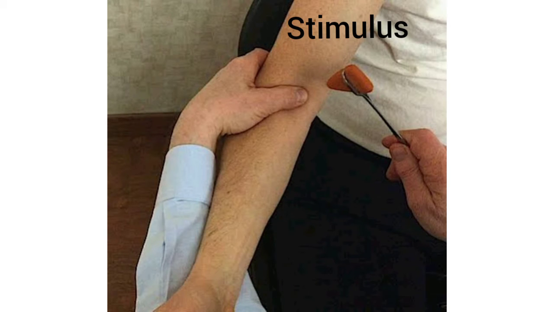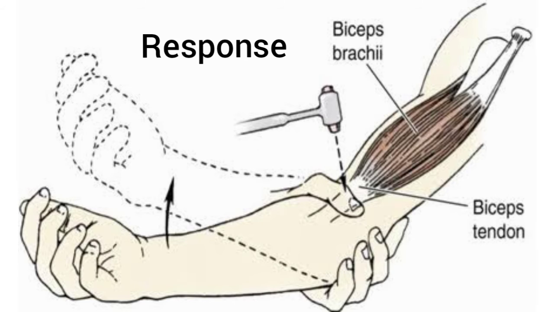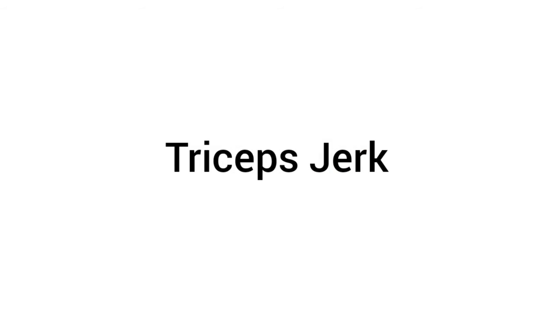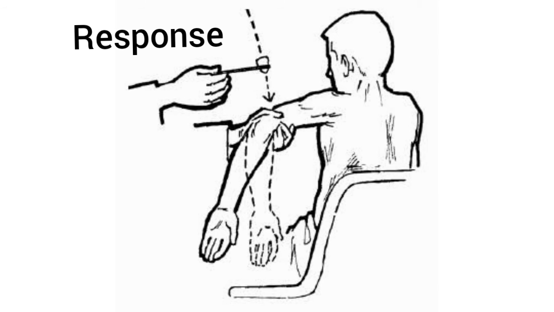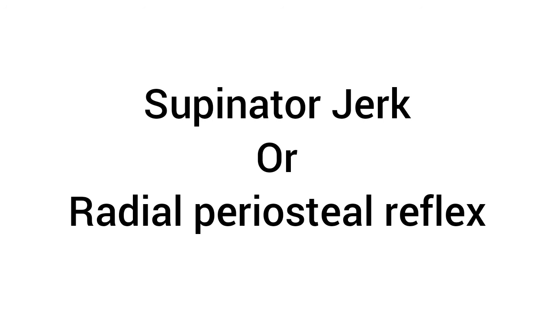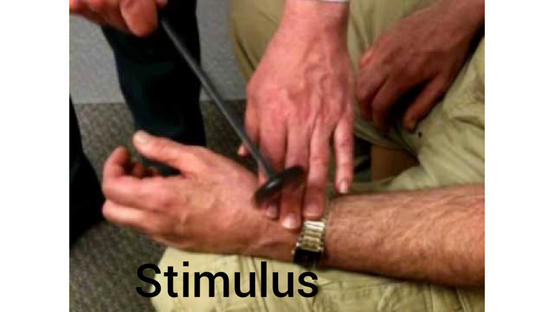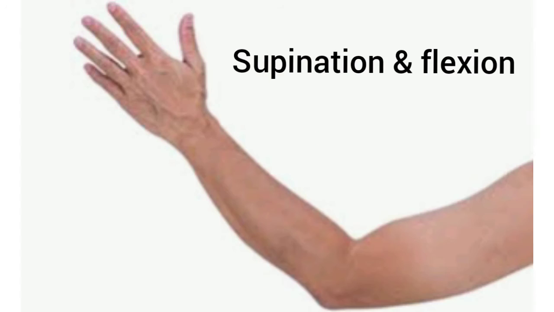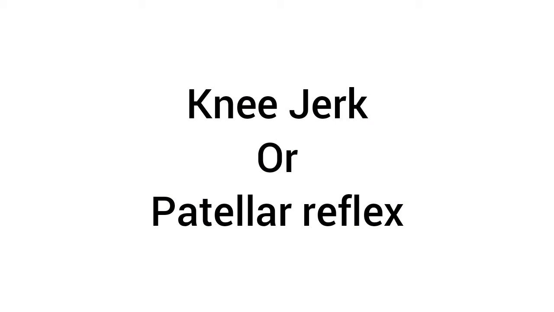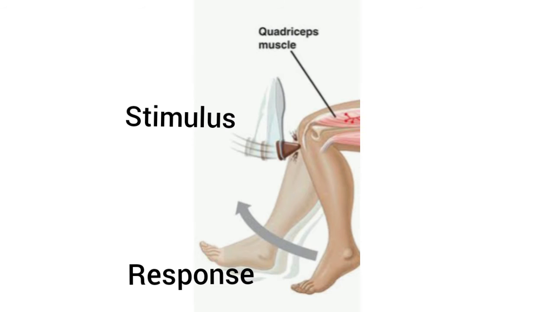Biceps jerk. The stimulus is tapping on the biceps tendon and the response is flexion of the forearm. Triceps jerk. The stimulus is tapping on the triceps tendon and the response is extension of the forearm. Supinator jerk or radial periosteal reflex. The stimulus is tapping on the styloid process of the radius. The response is supination and flexion of the forearm. Knee jerk or patellar tendon reflex. The stimulus is tapping on the patellar ligament and the response is extension of the leg.